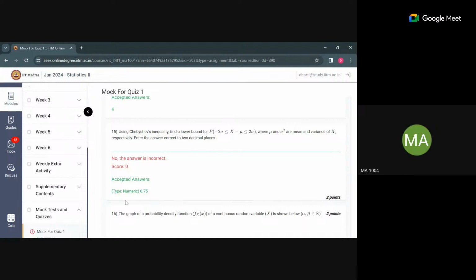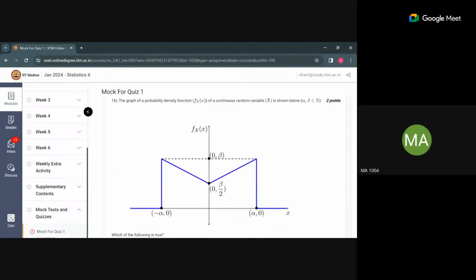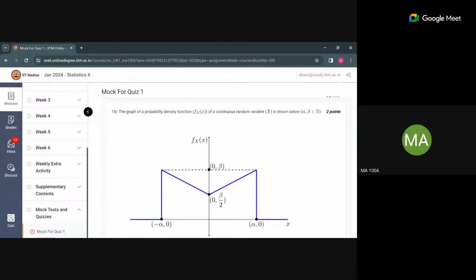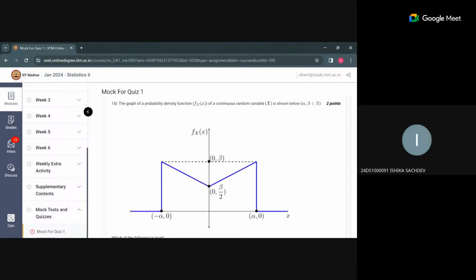Okay, should we move to the next one? Yes, ma'am. This is a somewhat interesting question, right? So the graph of the probability density function is given. Is integration needed, or can you directly go for the area? Not required, ma'am. Simply getting the area. Ma'am, please solve this question. Yeah, I will solve.